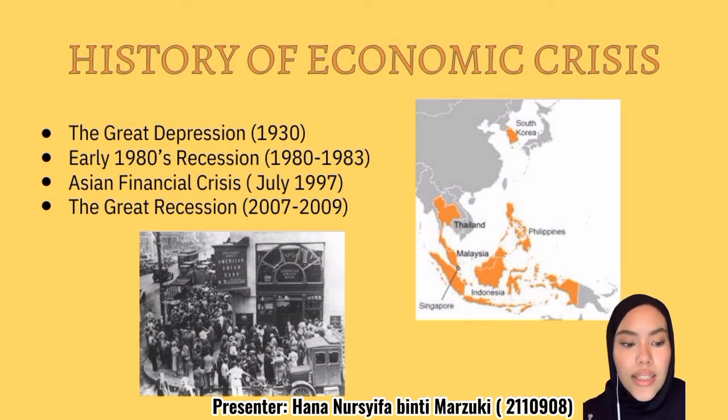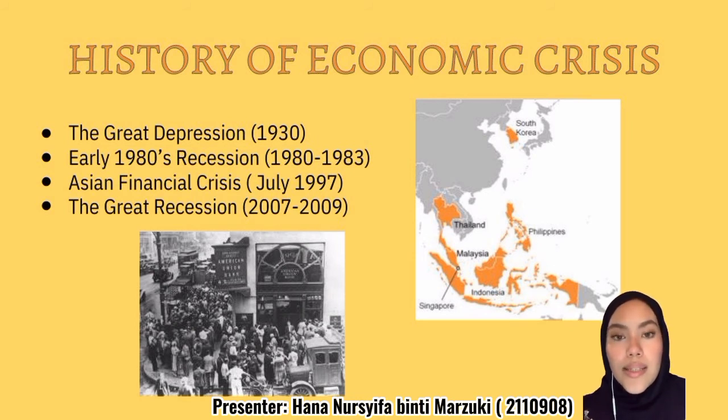Next is the early 1980s recession that started in 1980 and lasted until 1983, which was led by the 1979 energy crisis. The 1979 energy crisis was caused by the Iranian Revolution, and we know that the Middle East is one of the suppliers of oil commodities. During the Iranian Revolution, Iran was at war with Iraq, so the production of oil was disrupted. So there was a disruption of the global oil supply and oil prices rose globally. And that was the cause of the 1980s recession.